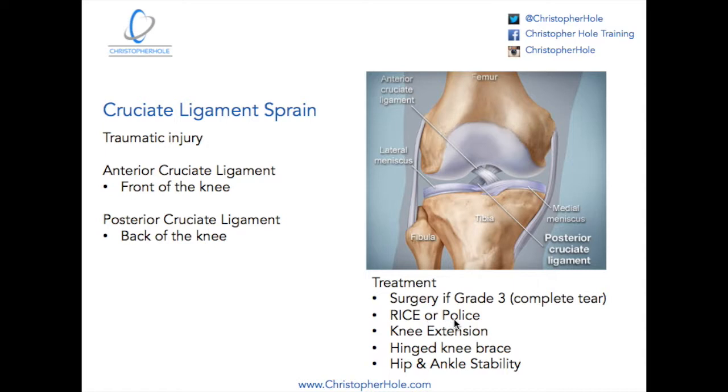When we talk about POLICE, this would be a little further down the line in rehabilitation, because we've got optimum loading involved in this one. Depending on the ligament that is sprained, we would be looking at knee extension and also a hinged knee brace. A more long-term treatment plan would be hip and ankle stability. You've got the hip above and the ankle below, holding the knee joint where we want it.